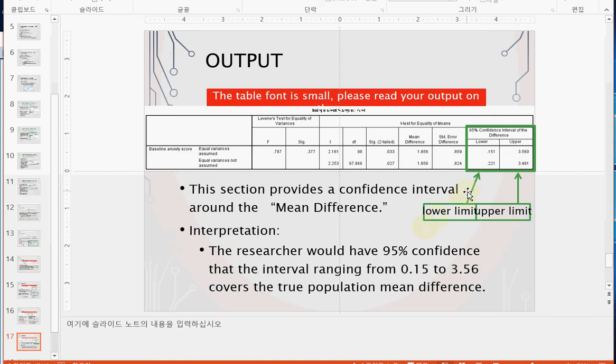Okay. Then the confidence interval. We are 95% confident that the interval ranging from 0.15 to 3.56 covers the two population mean difference. So notice that this interval does not contain the zero value, implying that there is no chance that the two population mean difference could be zero. So this result from the confidence interval is consistent with the result from hypothesis testing, because we've got the significant result from hypothesis testing.